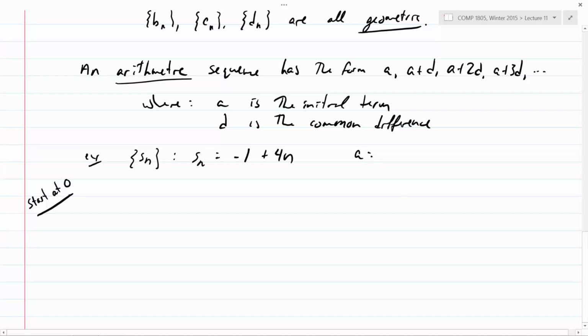So if we're starting at 0, well then n is 0, so the initial term is minus 1. All right? And what's the common difference here? 4. Right? And I get that from here. If I increase n by 1, I will add 1 more 4. All right. So what does this sequence look like? Well, I start with the initial term, which is minus 1, and then I keep on adding 4 to it.